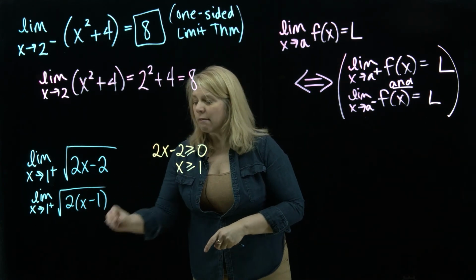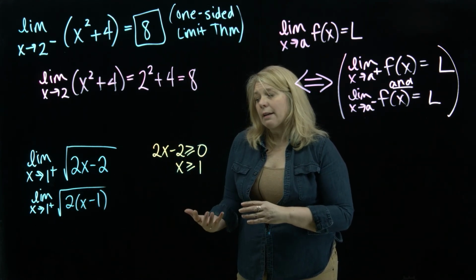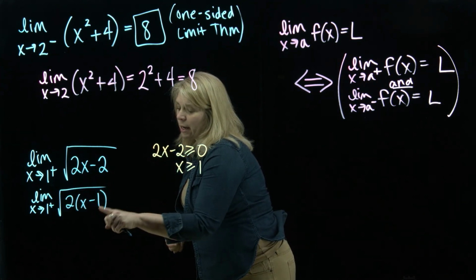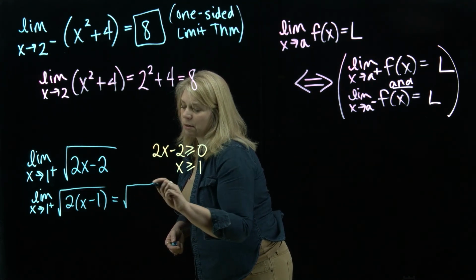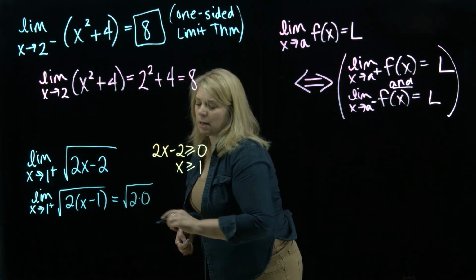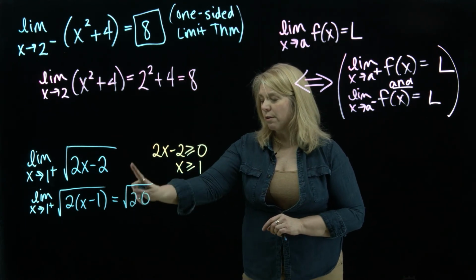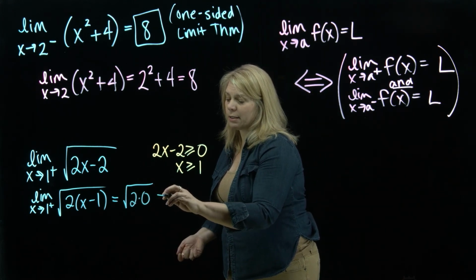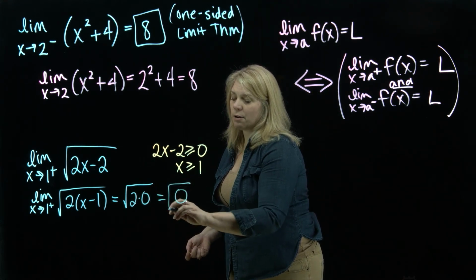All right, so for this one, I really just have to think about the one-sided limit. I just have to think about when x is greater than 1. So this part here is going to be close to 0. So that's going to be close to the square root of 2 times 0. And so 2 times 0 is 0. Square root of 0 is 0. So that limit is 0.